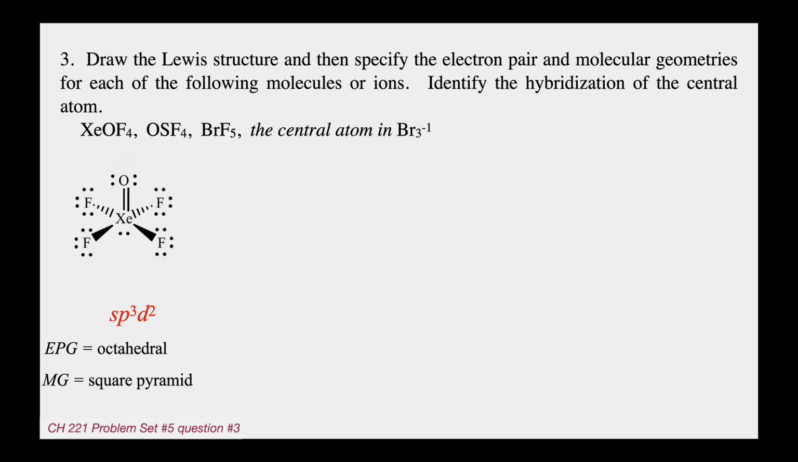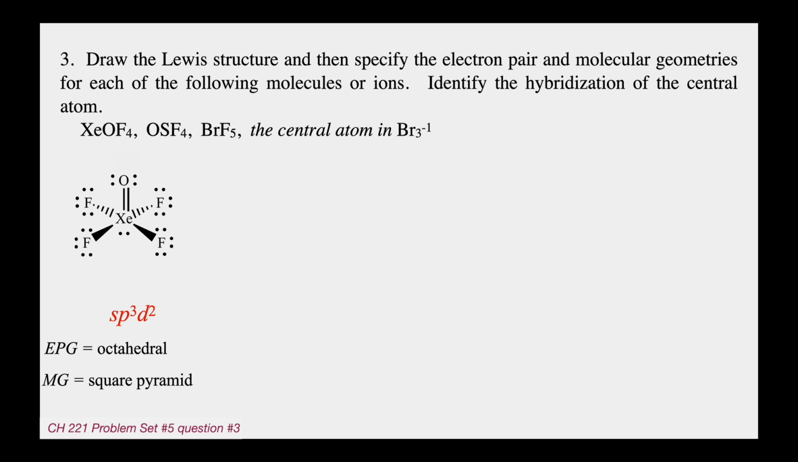Now, the electron pair geometry of octahedral implies that the hybridization will be sp3d2. And if you call it d2sp3, I have no problems with that. That's actually my preferred way, but the trend seems to be calling it sp3d2. Either way is fine. So sp3d2 for anything octahedral.